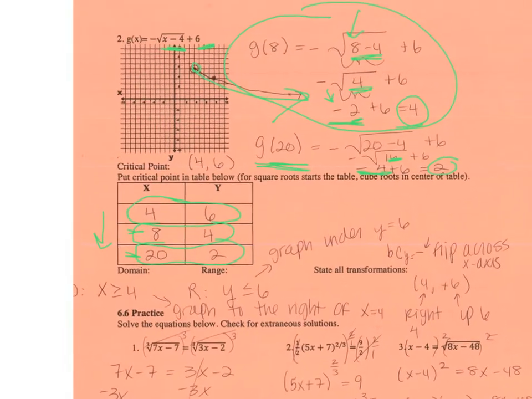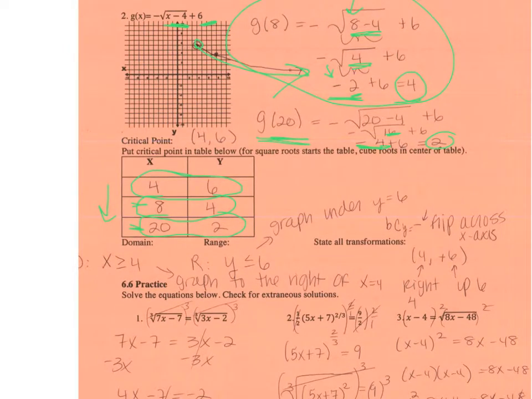So you got to be careful for square roots. Look at the domain and the range. Just look at the critical point. So if the critical point's (4, 6), the x value is 4. My graph, or my x values, are to the right of 4. So that's why x is greater than or equal to 4.